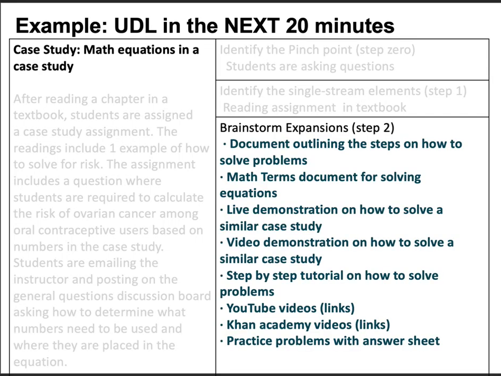And now in step 2, we brainstorm expansions. So as you can see here, I have some different ideas that you could use to have this content delivered in more than one type of media. For example, you could use videos, YouTube links, Khan Academy links. You could create documents with practice problems or even math terms so they know how to solve for X.